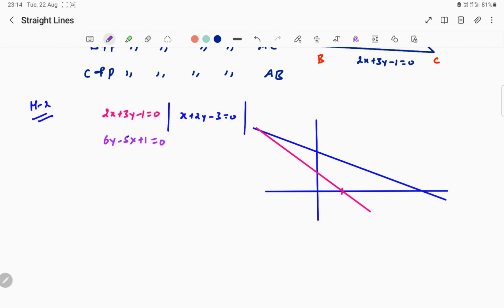So when you put x is equal to 0, y is minus 1 by 6, and y is 0, so x is equal to 1 by 5, so the graph will be something like this. Okay, so no problem, we can name it as A, B and C.